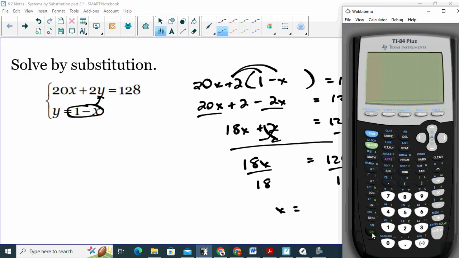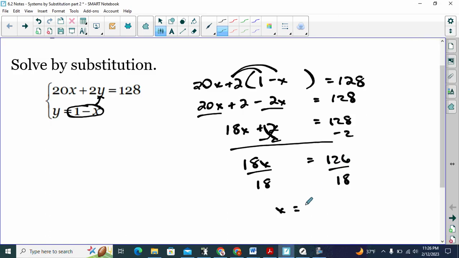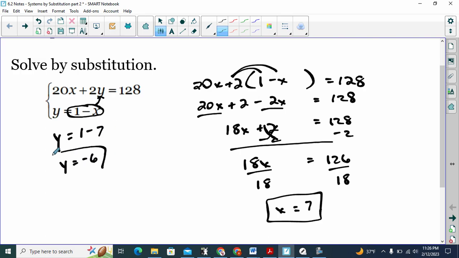And this one would probably be a calculator problem. Let's go ahead and use your calculators to evaluate 126 divided by 18, giving us x equals 7. To get y, we go back to either one of the equations. The equation that says y equals is going to be the easier one to work with, and we plug 7 in for our x. Y equals 1 minus x, but x is equal to 7. 1 minus 7 is negative 6.